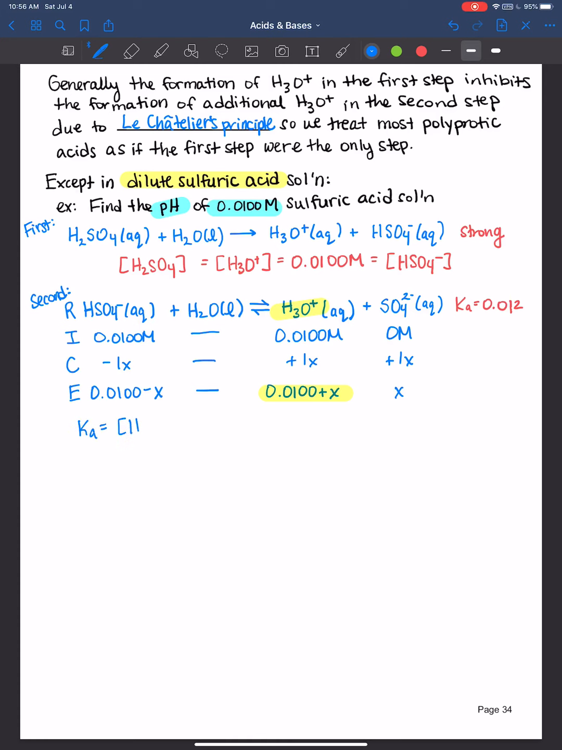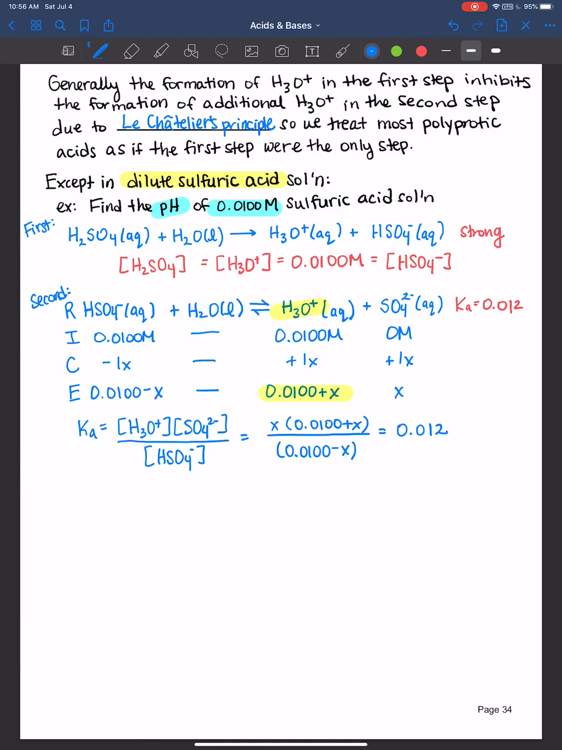All right, so to do that, we've got to set it up to the Ka expression. Always products over reactants. So the hydronium ion concentration times the sulfate over hydrogen sulfate. Whoopsie, that's a -1. And that is equal to X times 0.0100 plus X over 0.0100 minus X equals 0.012.